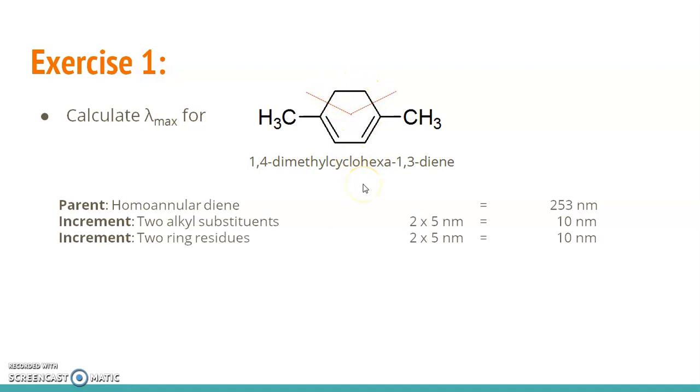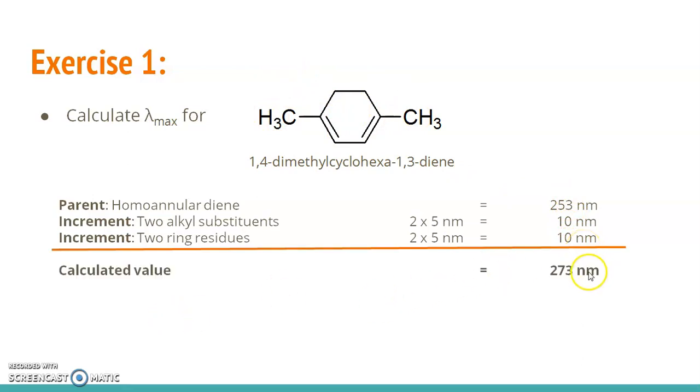So how many do we have? We have two ring residues and each will contribute 5 nanometers. So altogether we have 2 ring residues contributing 10 nanometers. Is there anything left out? I think nothing has been left out. We have addressed the substituents or the increments, and we have addressed the parent value. Altogether, if we sum up these values, we have around 273 nanometer as the calculated value. This calculated value is nothing but the theoretical calculation by using the Woodward-Fieser rule.